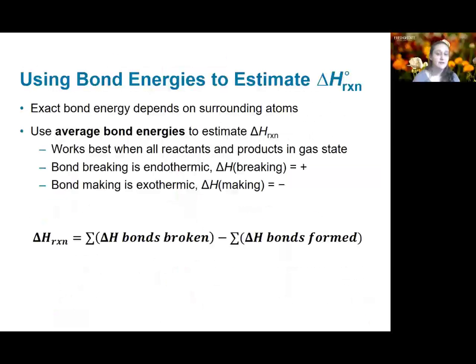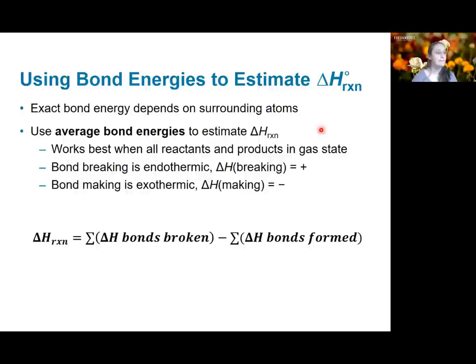So we can use these bond energies to estimate the enthalpy of the full reaction. The exact bond energy would depend on the surrounding atoms. It depends on the exact compound we're dealing with. But we can use an average bond energy to get an estimate. And that average bond energy is generally the energy associated with many different compounds consisting of similar bonds.